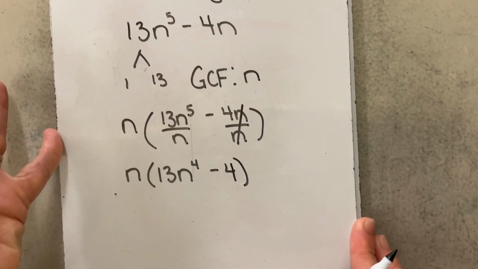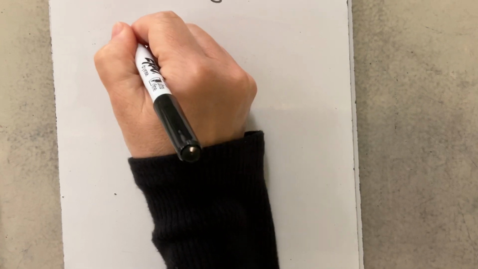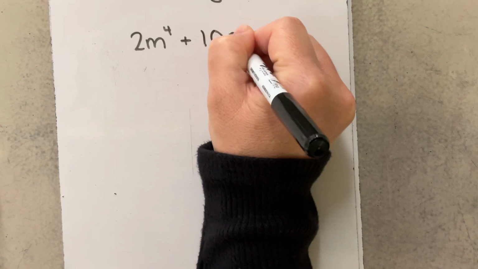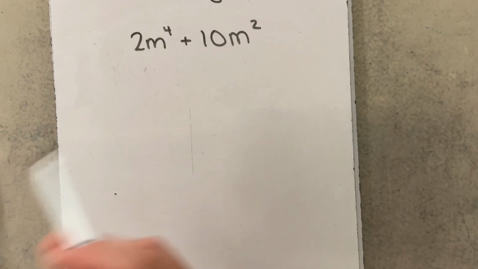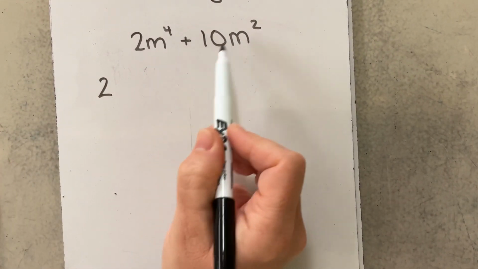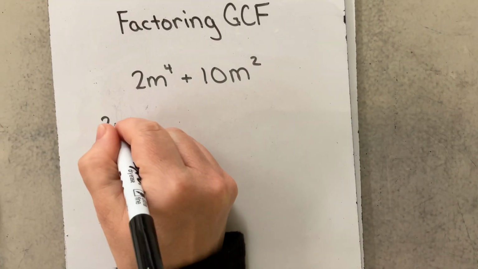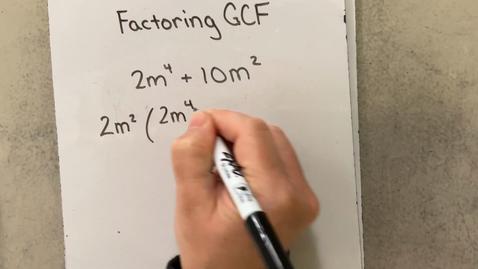Okay. Let's look at one more. Do you need to do the prime factorization each time? No. For instance, 2m to the 4th plus 10m squared. Okay, when I look at this, I know 2 is already prime, and I know that 2 goes into 10. So I can take out a 2 right away. That's my GCF. Now look at the m's. What do they agree on? Right, they agree on 2 m's, or m squared. So I'm going to take those out, and I need to figure out what is left.